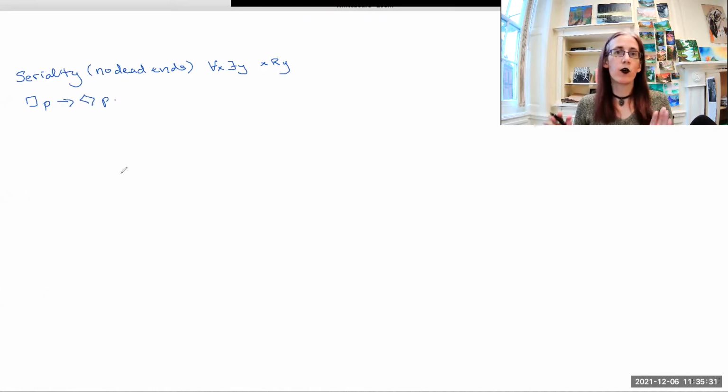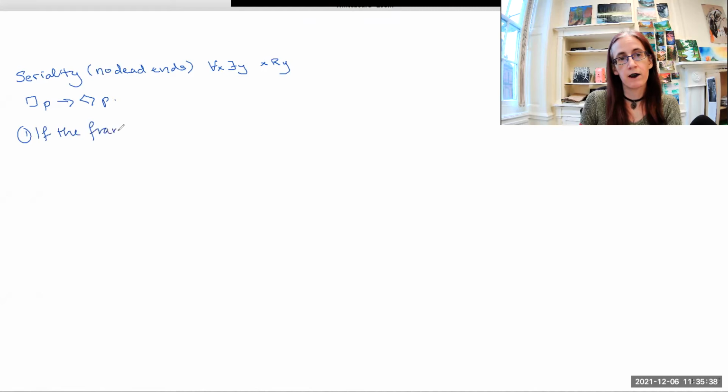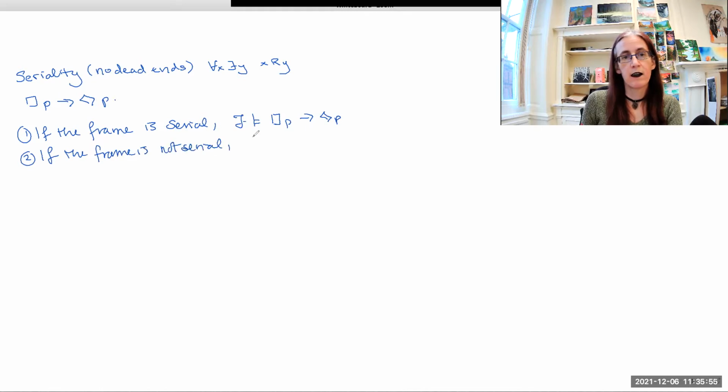So you'll remember, in order to do correspondence, we have to show both that one, if the frame is serial, then the formula is valid on the frame, and two, if the frame is not serial, then the formula can be falsified on the frame. So we'll start with number one. That one is always the easy direction.